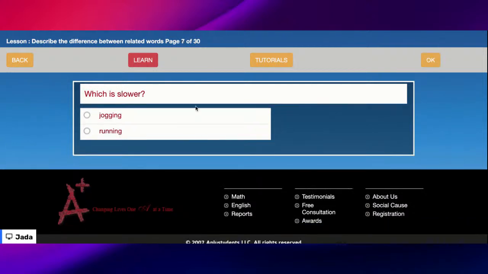Alright, which is slower, jogging or running? Guys, your answers, please. Which one is slower, when you're jogging or when you're running? Is it the jogging or running? Jogging.